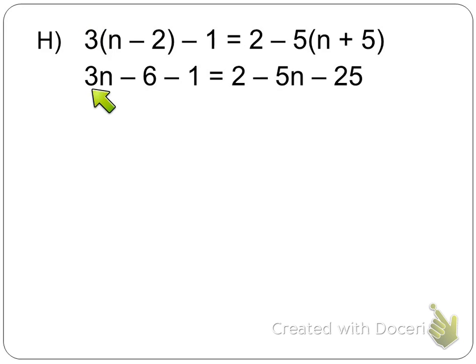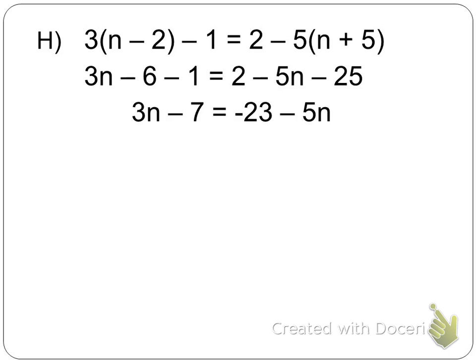I did 3 times n, I got 3n. I did 3 times minus 2, I got minus 6. Still have the minus 1. Drop my equals, the 2 didn't change. Distribute that negative 5: minus 5n minus 25. Yes. Would you combine the negative 6 and the negative 1? Yeah. The 2 and the negative 25? Very good. I would get all your like terms on both sides together in the same step. So negative 6 minus 1 is negative 7. And then we have positive 2, but back here we have a minus 25. So that's going to be negative 23.